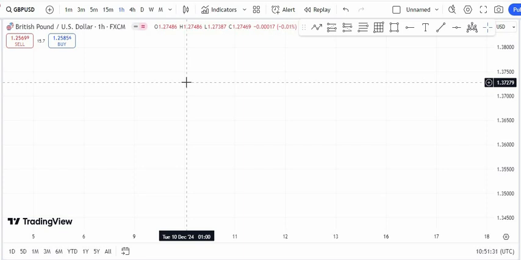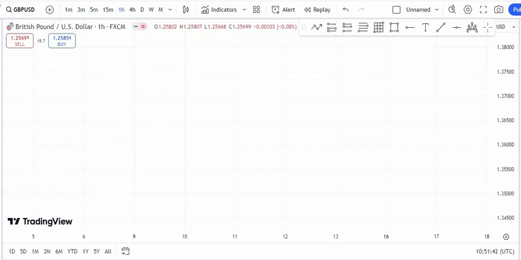So with that being said, the first thing we're going to talk about now is how well this Fibonacci works, right? So let's go to this chart and see how well this will really work.